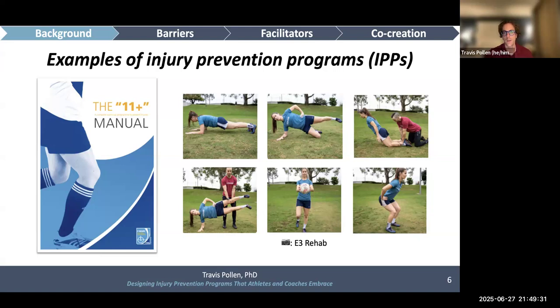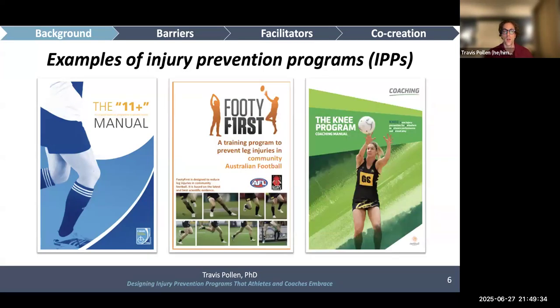This is a worldwide phenomenon, so there are injury prevention programs for all sorts of sports across the world. So here are two more examples that both come from Australia for Australian football, or footy, and, well, not Australian, but netball, which happens to be popular in Australia.